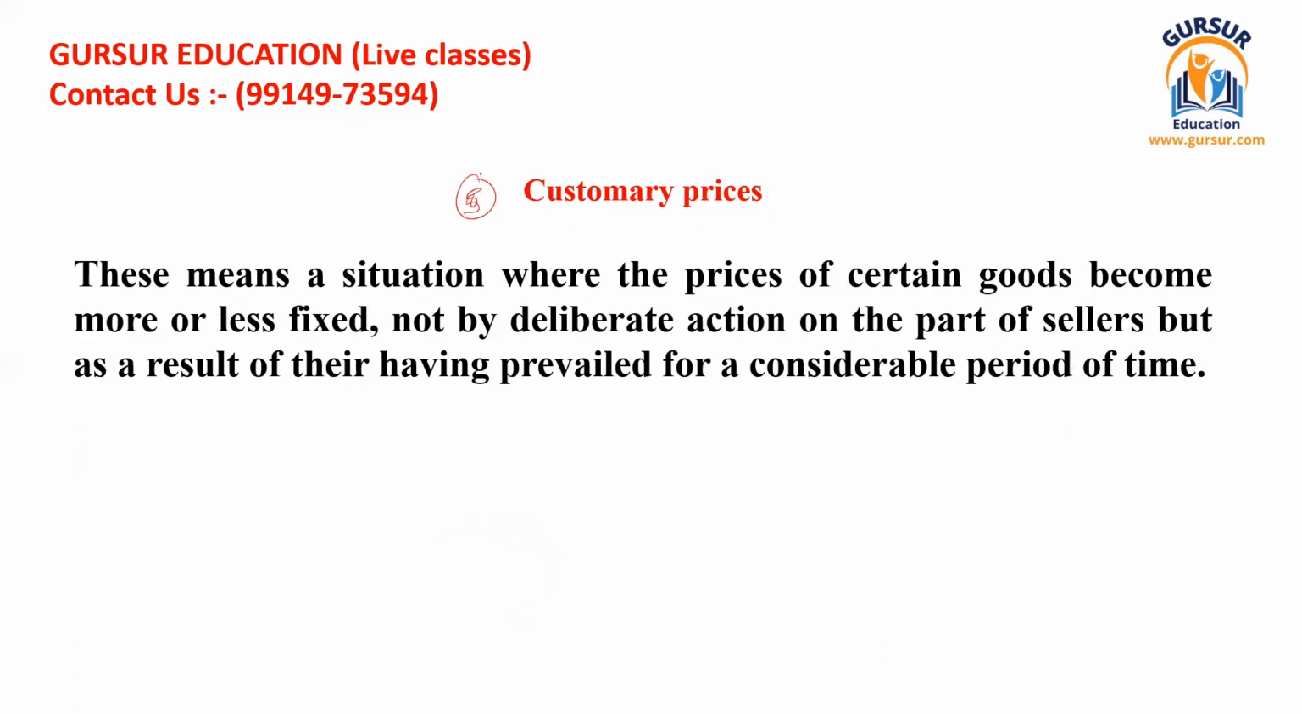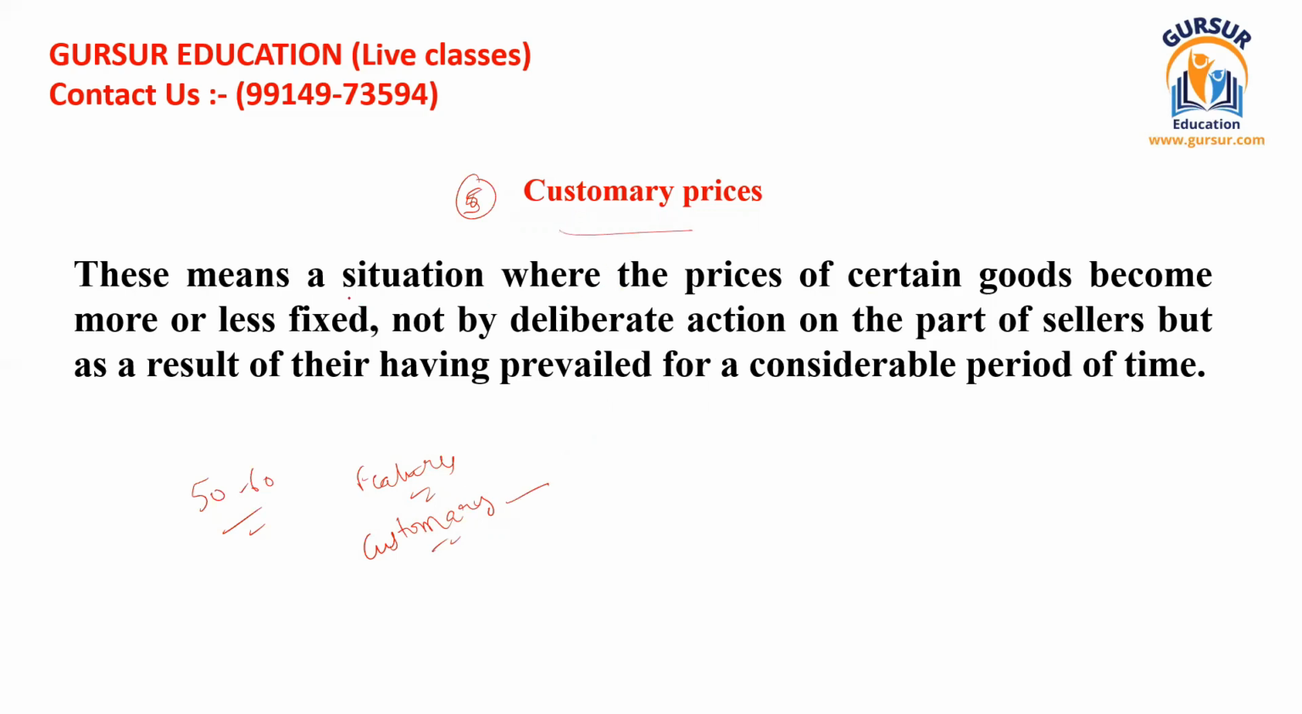When a product is so old, like 50 or 60 years, and has been prevailing in the market, there is no need to change its features, and its prices are already fixed. Their prices have become very customary now. Everyone knows that at this price, this particular product is being offered in the market, and you cannot change it. These prices are known as customary prices.